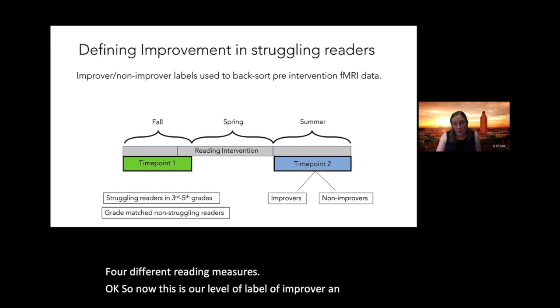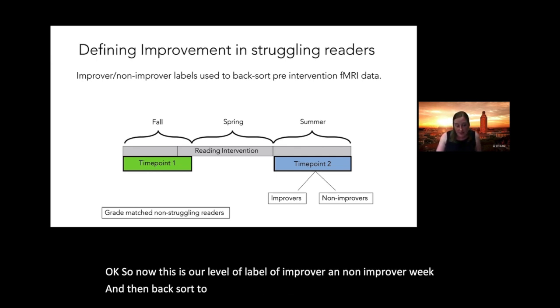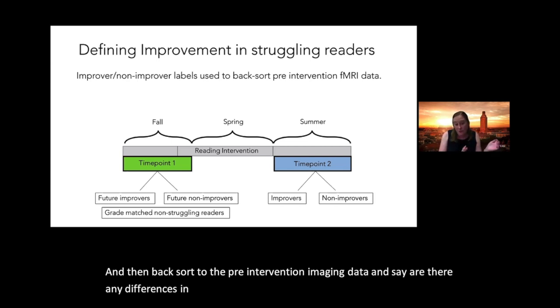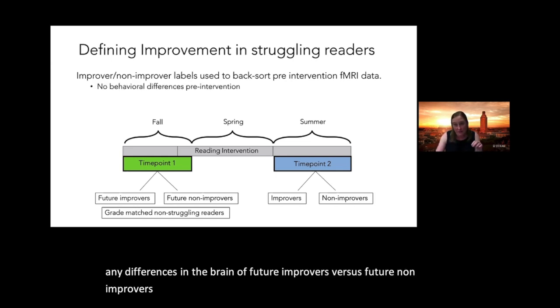We can then back sort to the pre-intervention imaging data and say, are there any differences in the brain of future improvers versus future non-improvers? Because there's no behavioral difference at that time point. They seem on paper to be exactly the same.